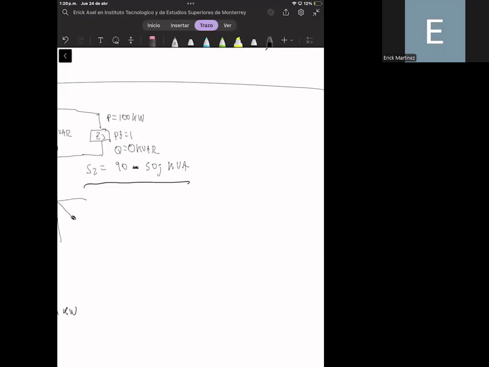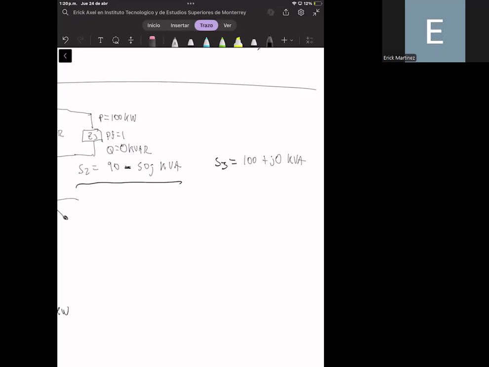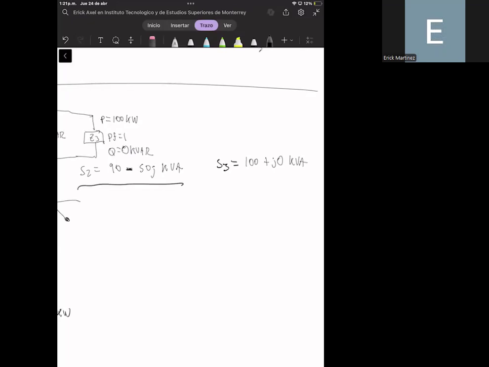And for the third load, we know that the reactive power is zero. And also we know the real power. So the real power is 100 kilowatts plus j times zero kilovars. And this is the complex power for the third load because we know the real power, and also we know that the reactive power is zero because the power factor is equal to one.